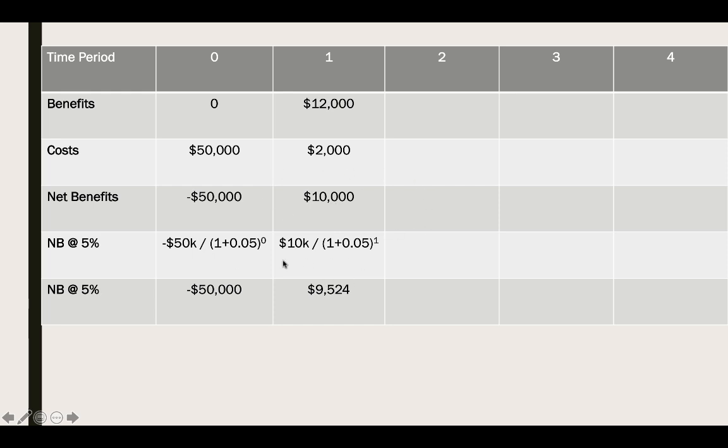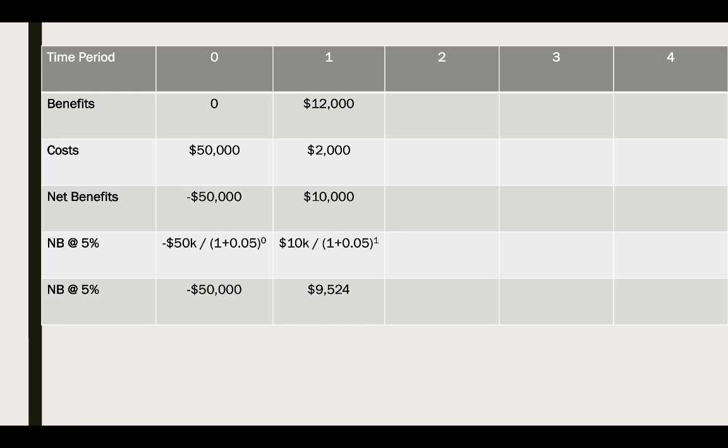We are going to discount that here, and it's still showing that formula for you. My net benefit at 5%. I've got my $10,000, my net benefit, over 1 plus the discount rate, 5%, raised to the power of the time period, which is 1. So my net benefit was $10,000, but now my net benefit at a discount rate is about $9,500. So a little bit lower.